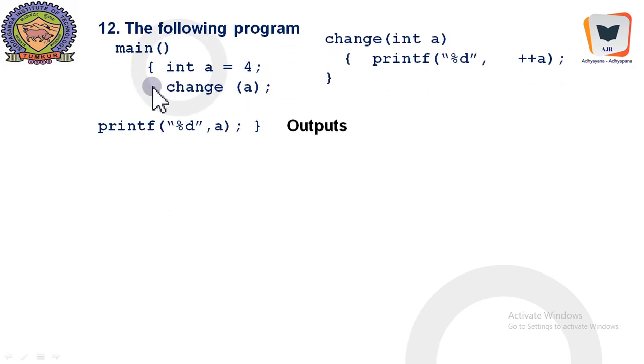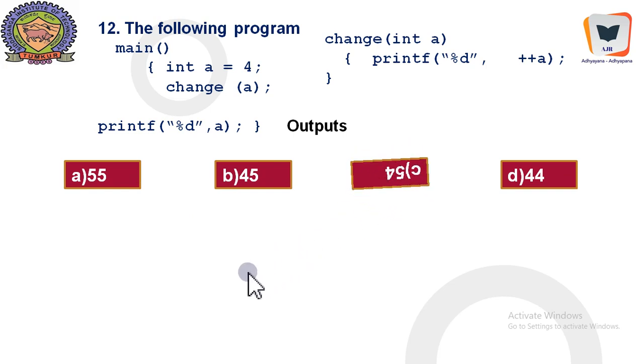The following program: integer a equal to 4, change(a). So a will come over here with its value equal to 4, printf("%d", ++a). So 5 will be printed over here. Once again control will come back over here. a is a local variable. Whatever changes have happened to a have happened in this particular function. Therefore 5 will be printed first, because this function is called first. Then whatever the local variable has will be printed. Therefore it should output 5 and 4. So this should be the correct answer.